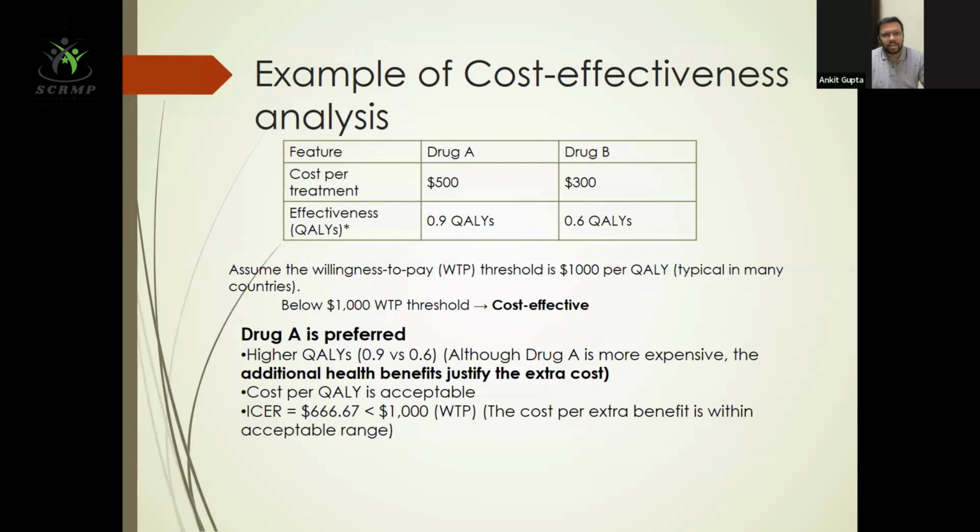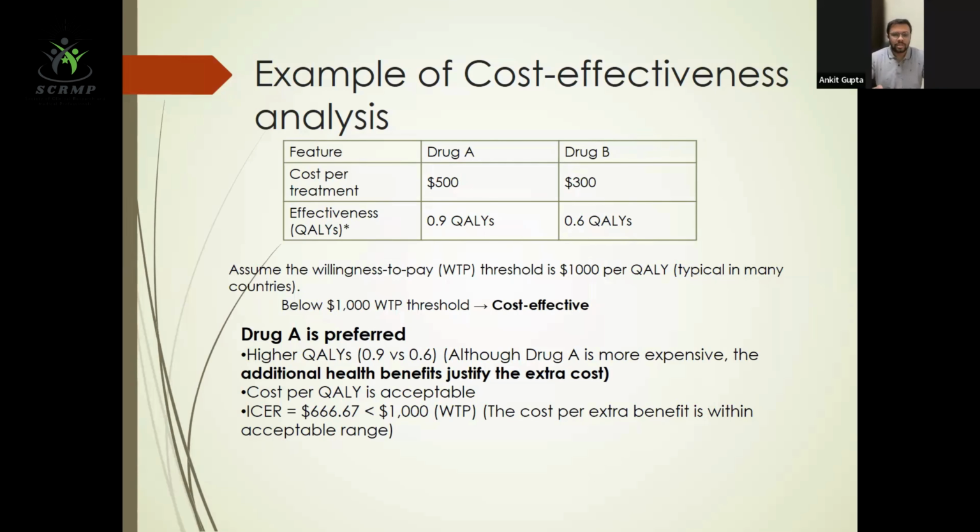$666 per QALY. And if we are willing to pay a maximum of $1,000 per QALY, this is the willingness to pay threshold. In our example, we are considering $1,000 per QALY. It is a typical threshold in many countries, so we have taken just this example. So any value of ICER, if it comes below the $1,000 WTP threshold, it becomes cost effective. So like we calculated, it was $666 per QALY.